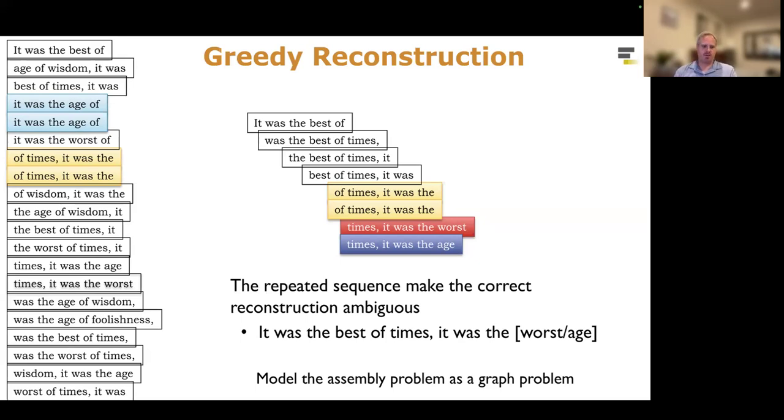Modern genome assemblers, though, try to tackle this with deeper computational insight, where we're going to be modeling all of these overlaps, all these relationships between the sequences, in a graph, and then we can apply graph algorithms and graph theory in order to improve upon the reconstruction.